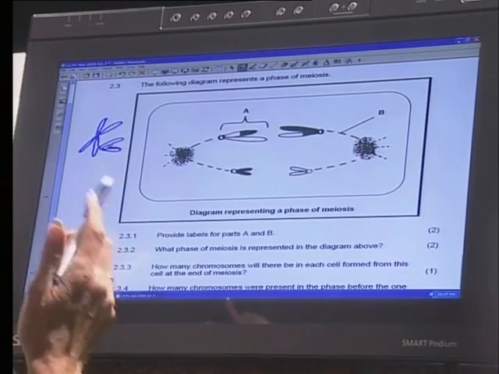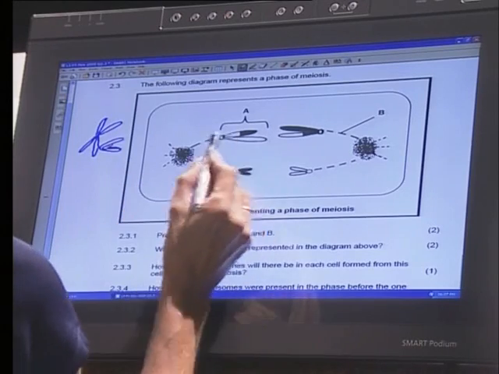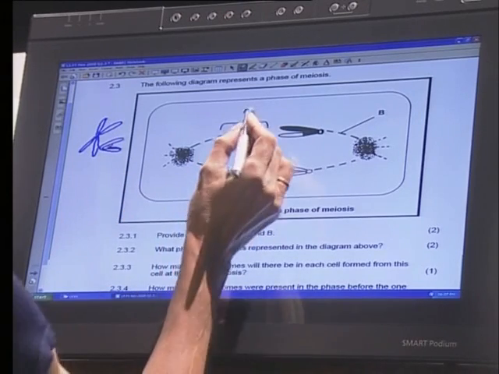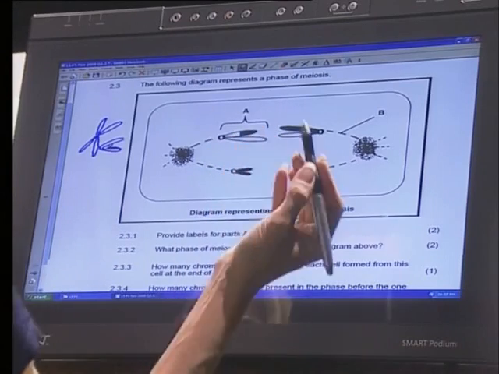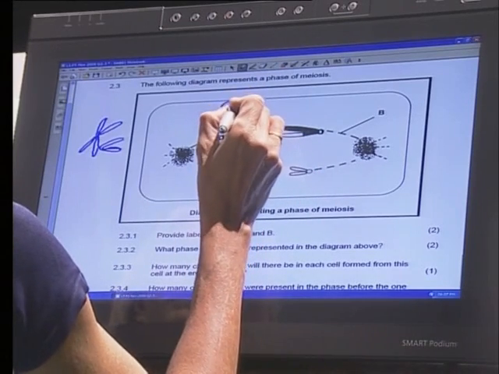So if we look at this here, it's anaphase 2. Why? Because we've got the V shape. When they ask you here what A is, it is a chromosome. So we're going to write that.